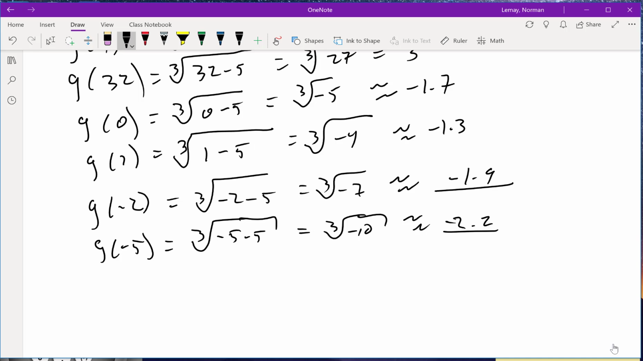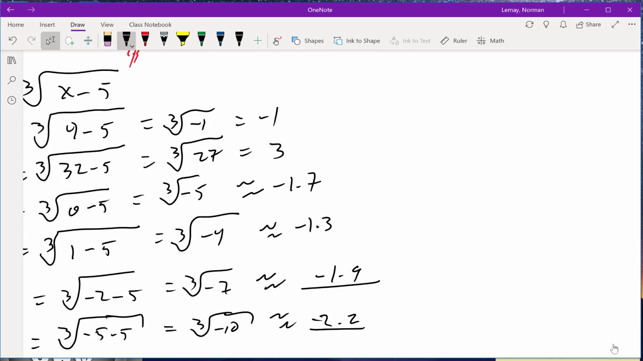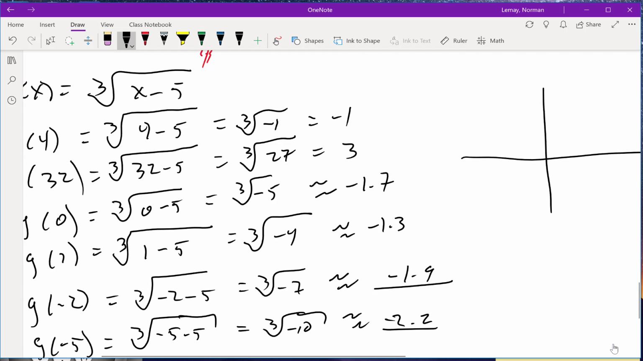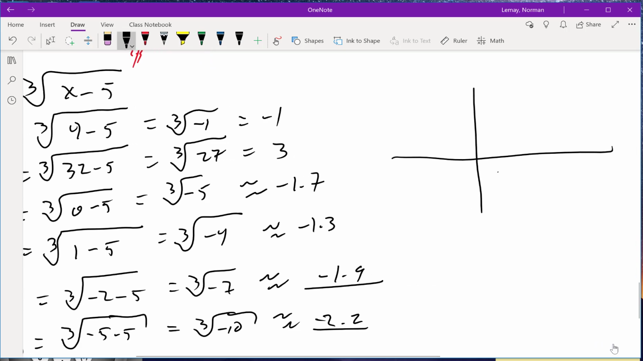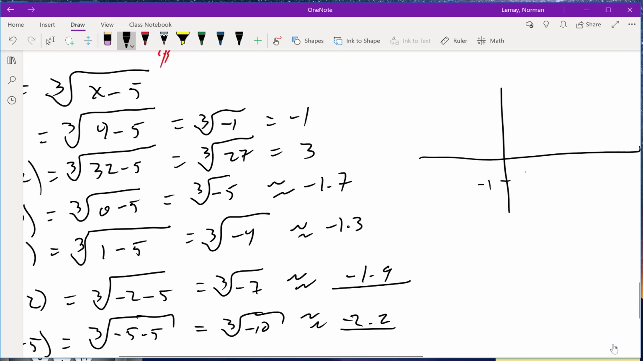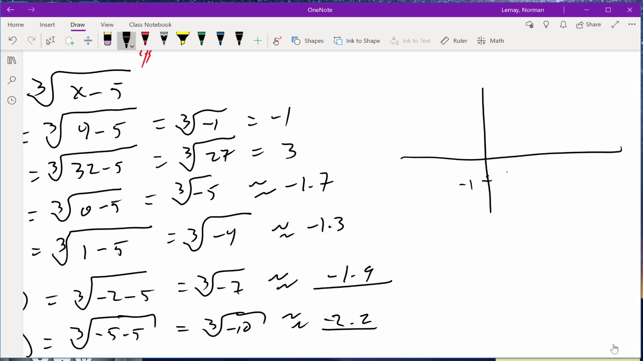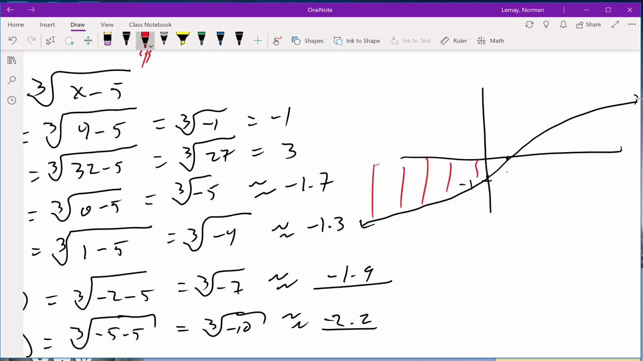All right. And if we sketch a graph of this real quick, this thing is going to look something like this. Here's negative 1. And at 0, we got negative 1.7. So that's going to be here. It's going to cross here. So it's going to come up something like that, and then it's going to go down something like that. All right, so here again, we can see that the domain is going to be all the real numbers. Okay? All righty, so that takes care of the topics in this video.